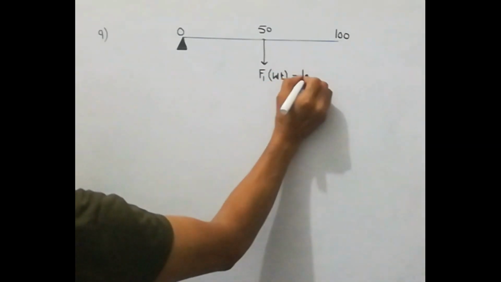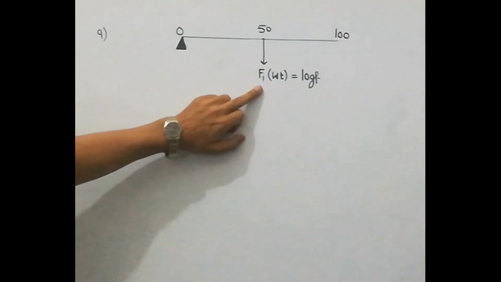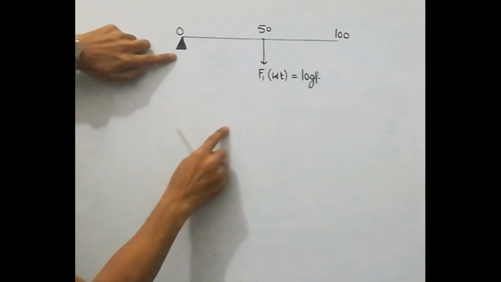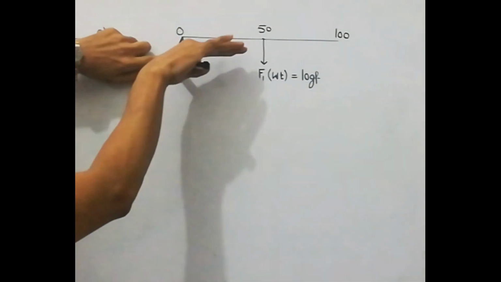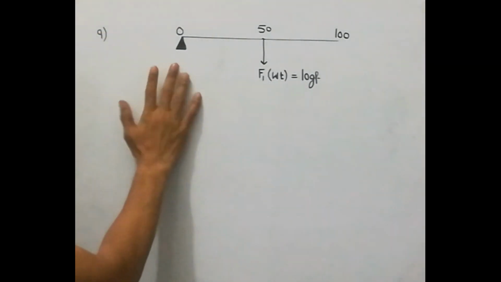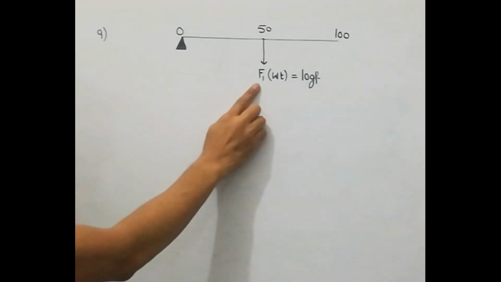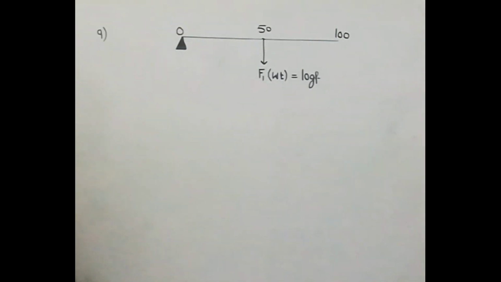And here how much is the weight given? 10 GF. That's the weight given to you. Now under this condition they are asking what moment of force depresses the rule. As you can see in this question, there is only one force acting over here at 50, and this force will be trying to rotate the scale in clockwise direction. So this is the force which is trying to depress the scale. So they are saying what moment depresses the scale. So the moment produced by F1 will depress the scale.